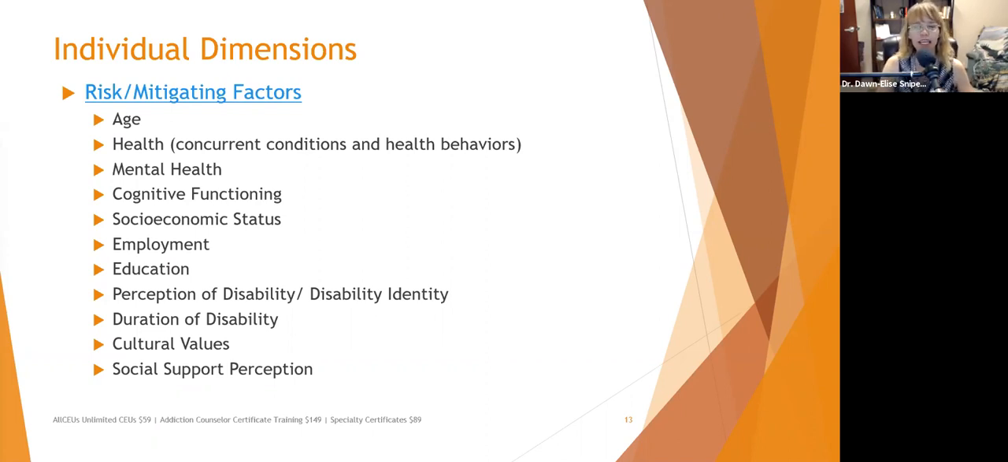Perception of disability and their disability identity. We really want to work with them to understand what that means and reflect on the fact that their disability is part of who they are, and they can choose how much they want to embrace it or compartmentalize it, and help them develop their disability identity.